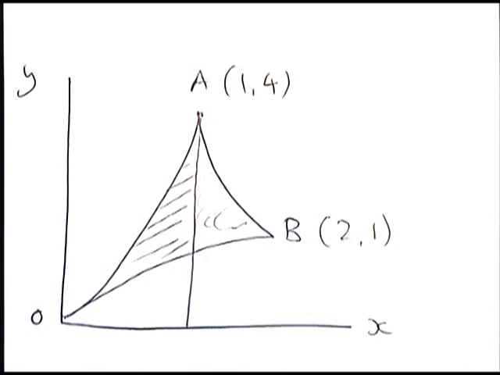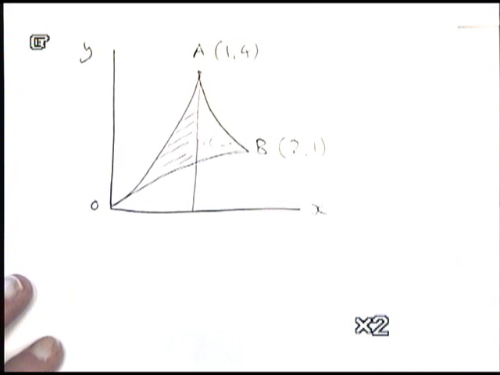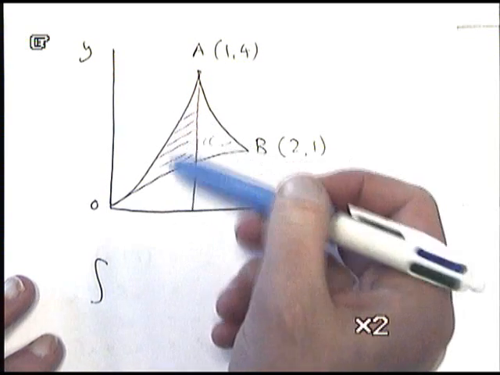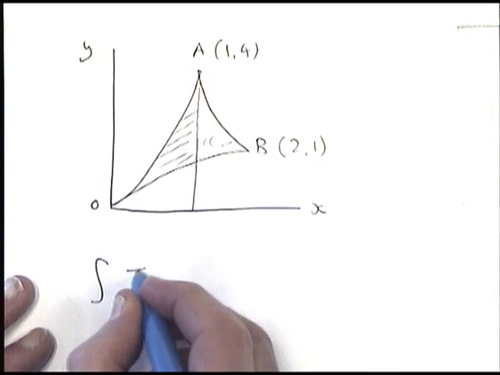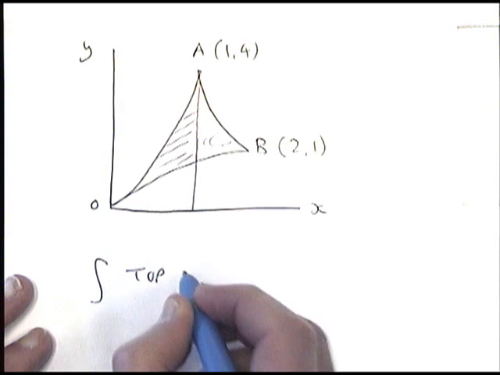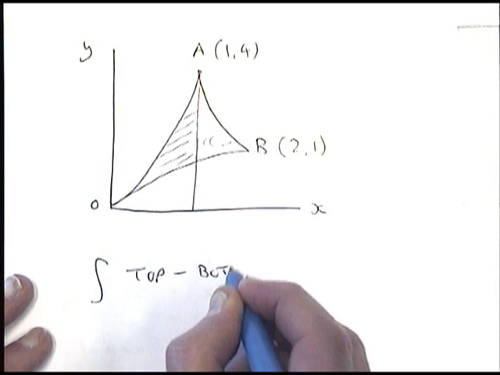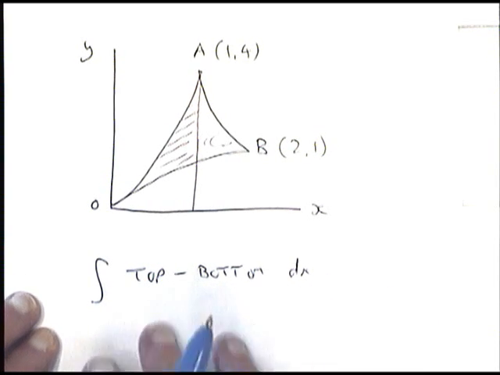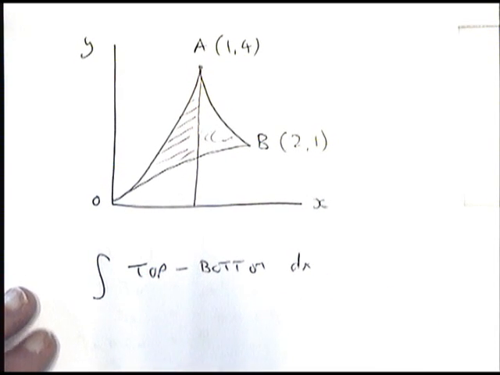Now to find the area between curves, you integrate. So we're going to integrate, and when we're doing between two curves, you need to integrate the equation of the top curve, take away the equation of the bottom curve. I'm just going to put the dx there. This isn't sort of proper notation, but you get the idea of what's going on.